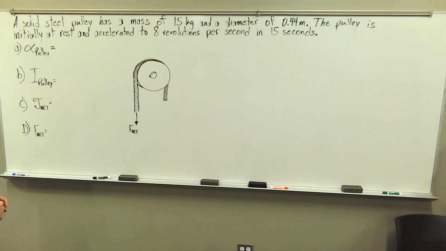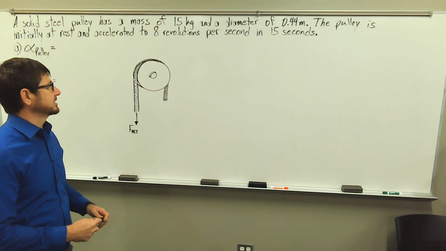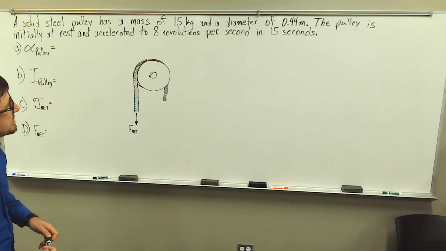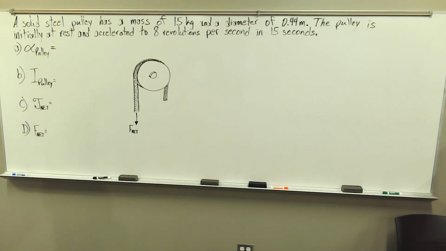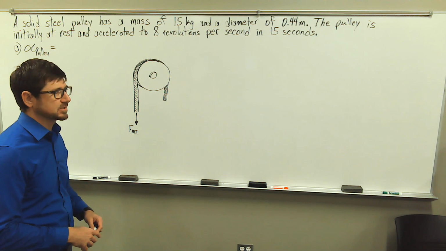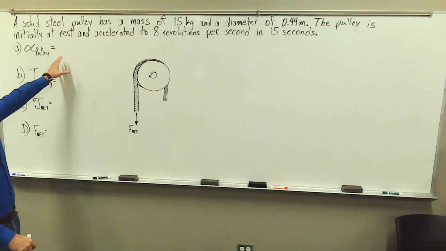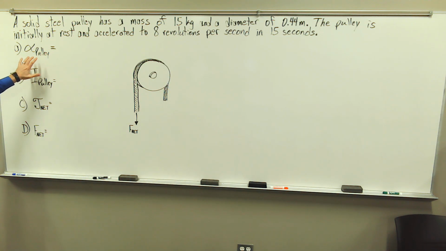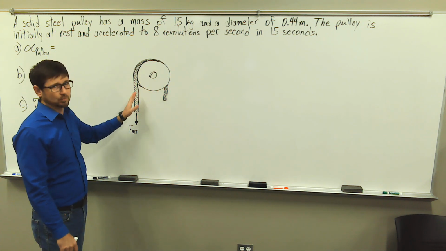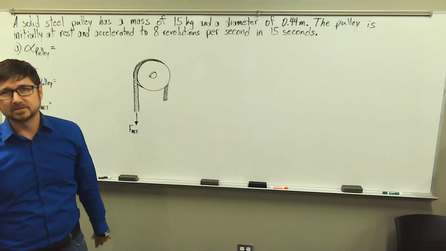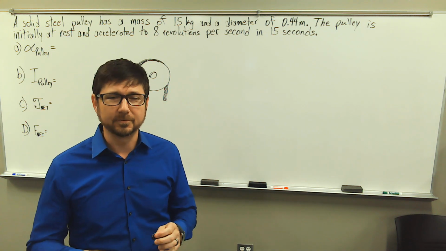A solid steel pulley has a mass of 15 kilograms and a diameter of 0.44 meters. The pulley is initially at rest and accelerated to 8 revolutions per second in 15 seconds. So we have 4 parts to the problem. Part A is calculating the angular acceleration of the pulley. B is the moment of inertia of the pulley. C, the net torque applied to the pulley, and D, the net force applied to the belt that will rotate the pulley. So what we need to do is create a column of knowns.